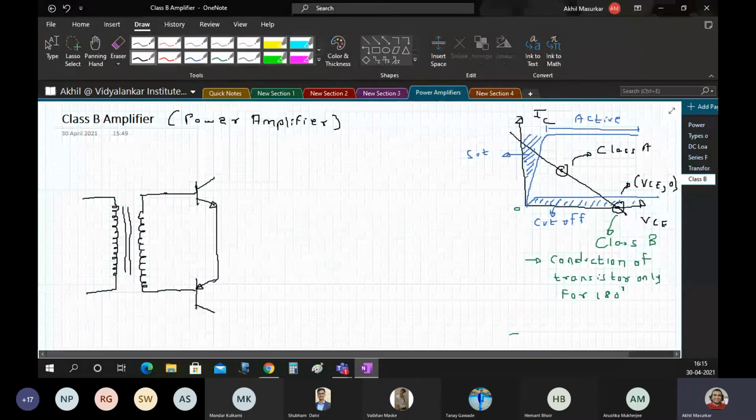NPN and PNP. Then here on the secondary side, we are having a center tapping, and we are connecting this point here, and this point is connected to ground, and between this point and this point we are having a VCC, and again we are having a center tap transformer.